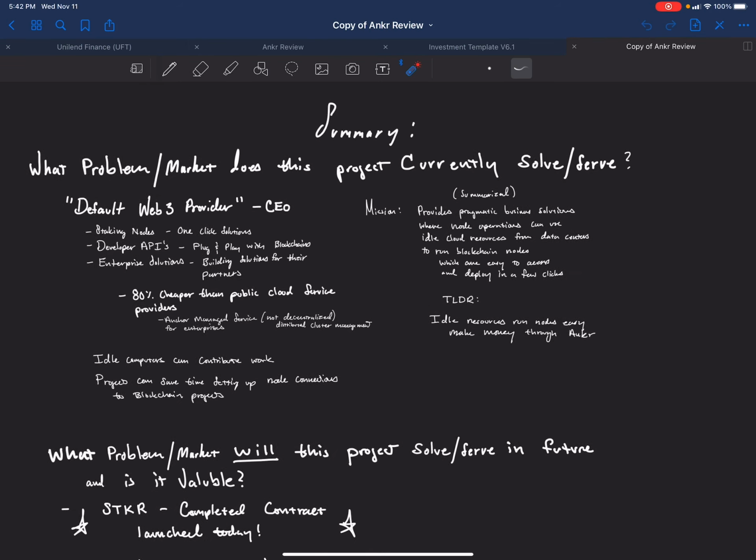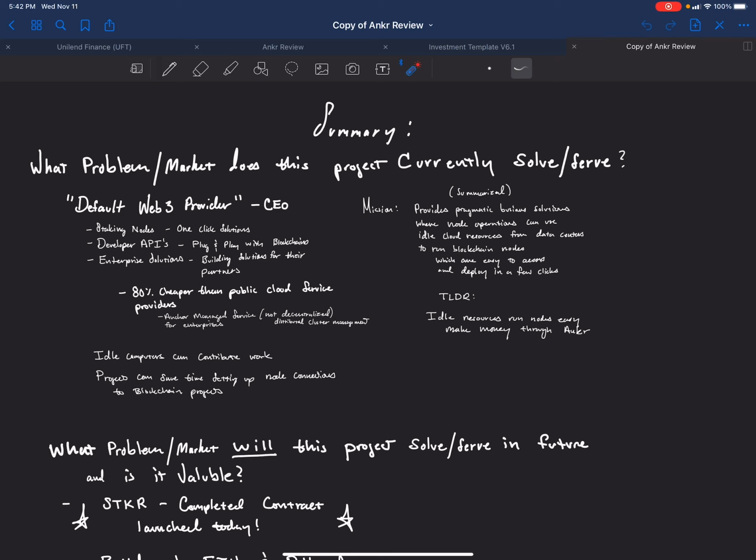So ANKR makes it easy for developers to connect to blockchains. It also allows people to use idle computers to provide blockchains with validation computations. So if you have some idle computers standing by, you could have them do useful work in blockchains and get paid for that. So you reduce the expense of having idle computers.